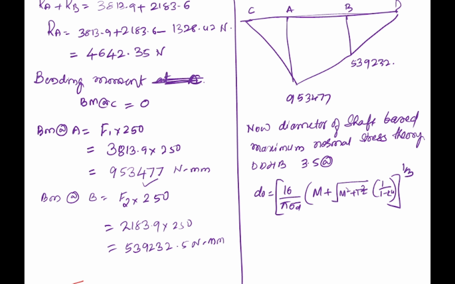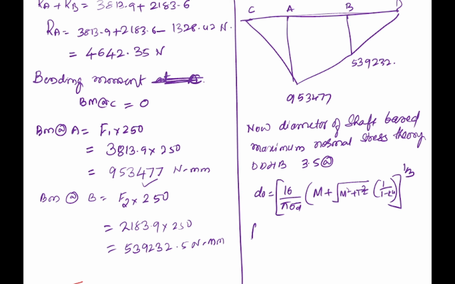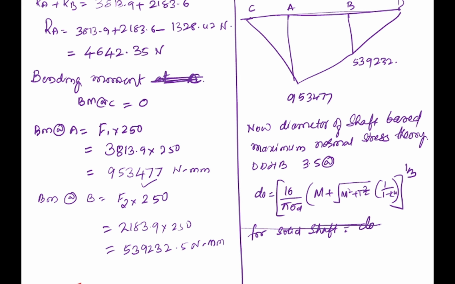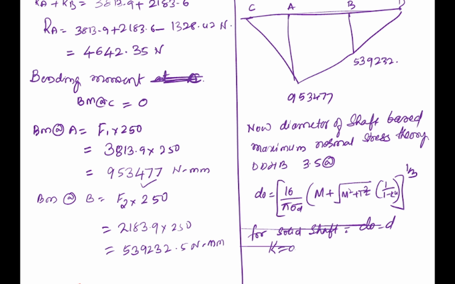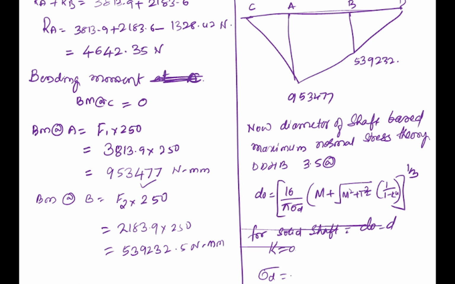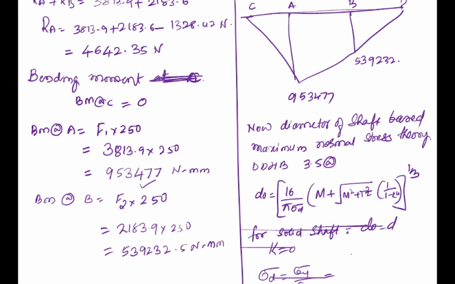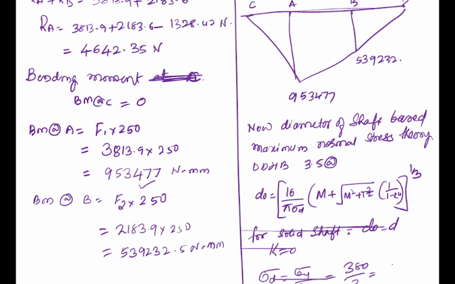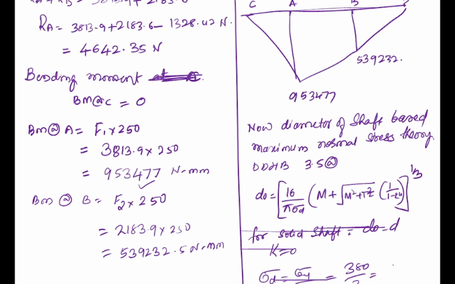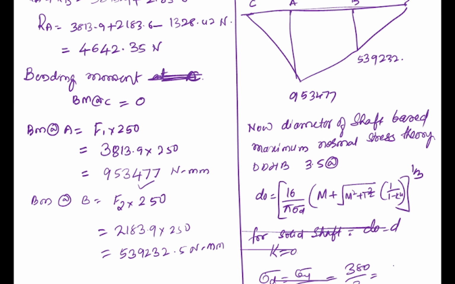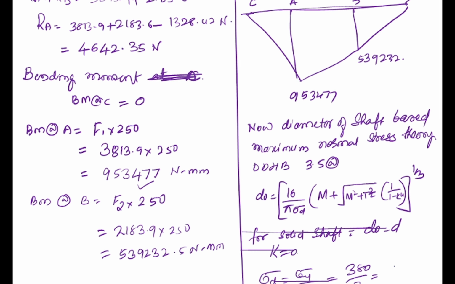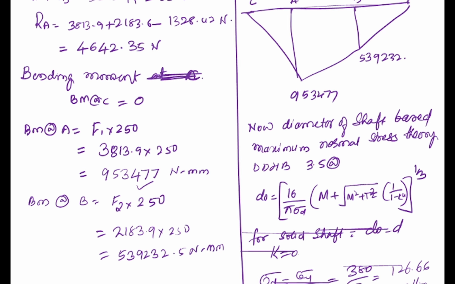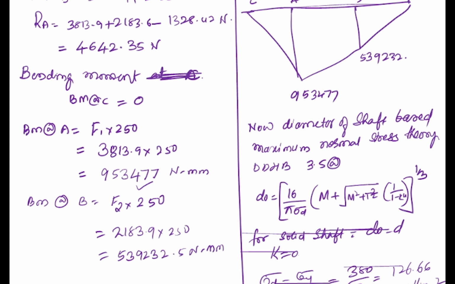Okay, you note down data and book equation. Okay, D naught equal to. So now for solid shaft, D naught equal to D, capital K equal to 0. Now sigma D equal to sigma Y divided by FYS. Okay, it is 380 divided by 3. So how much you are going to get? 63.33. 126.66. I think you got all values. You calculate how much you are going to get.